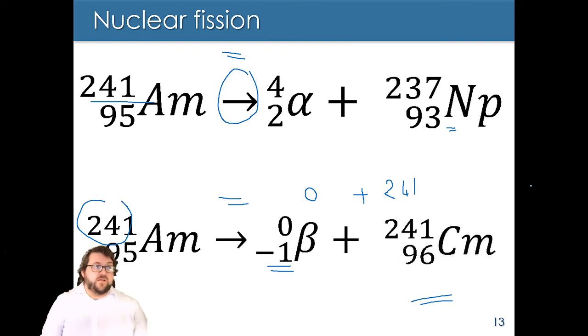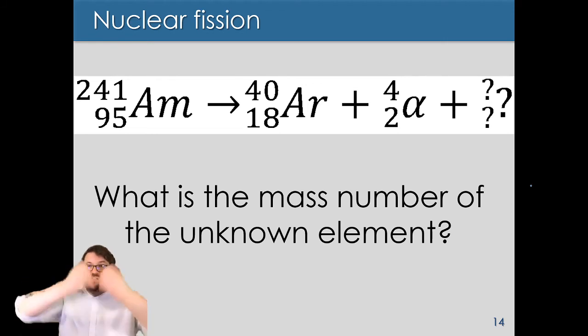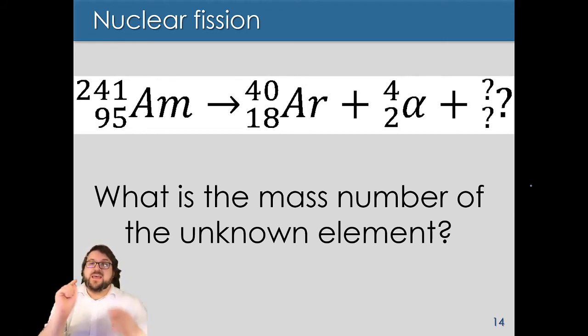Okay, so let's have a quick look at another one. It is possible for a nucleus to break into a few different parts. Instead of just giving out that one particle, it breaks into 2 new nuclei and an alpha particle. And we call these nuclei the daughter nuclei. They came from the original. So let's start by asking ourselves, what is the mass number of the unknown element?